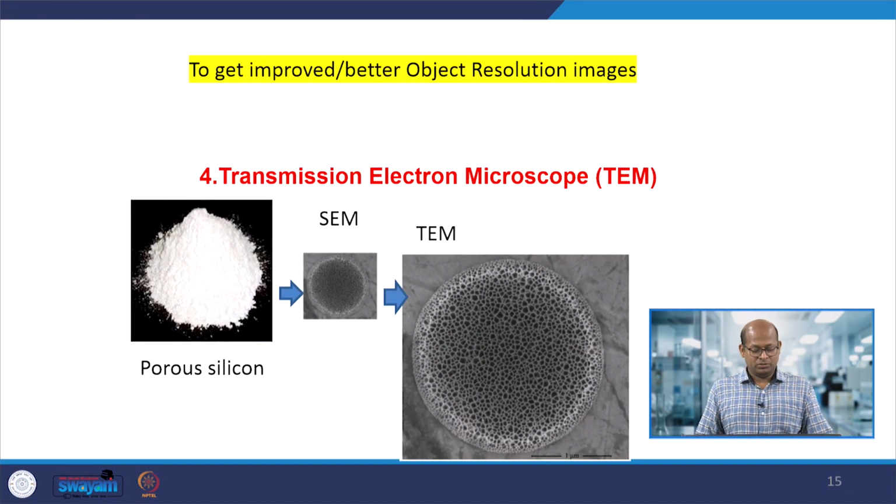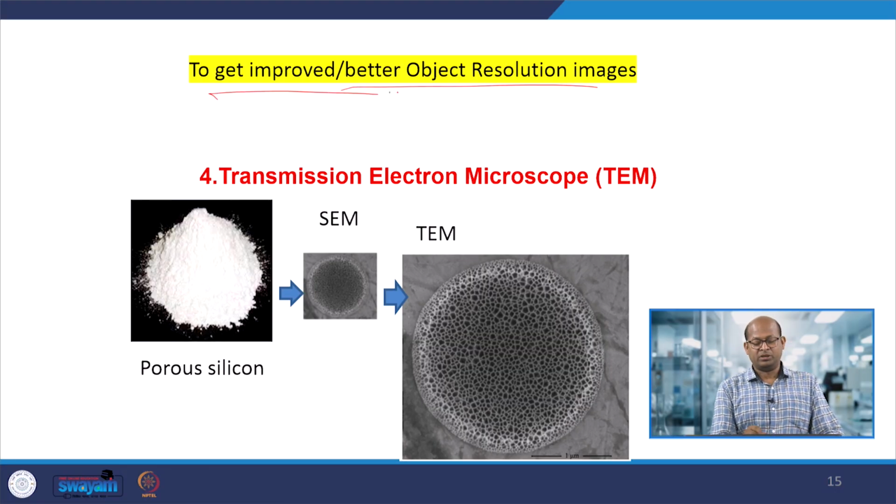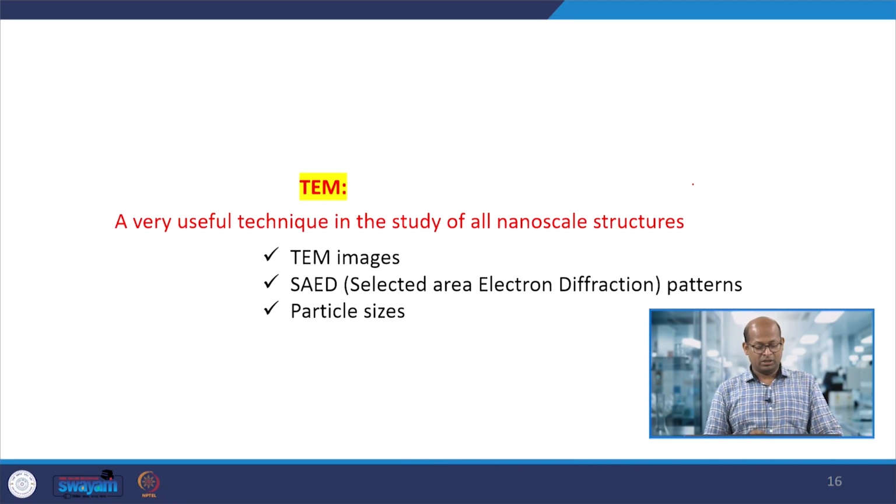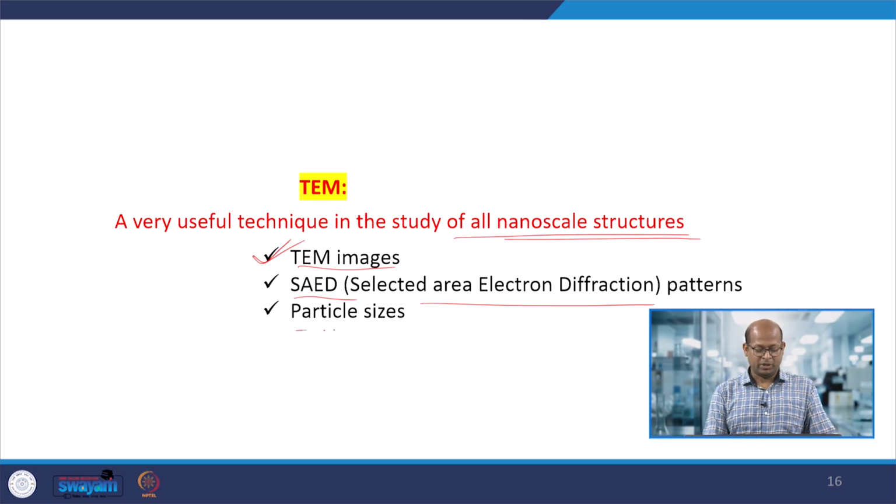Okay. To get better object resolution, we have to use TEM. This is a very useful technique to study nanoscale structures, as I said. Through this we get the TEM image, the SAED, selected area electron diffraction pattern, and the particle size. These are the basic components we can analyze with the help of this instrument.